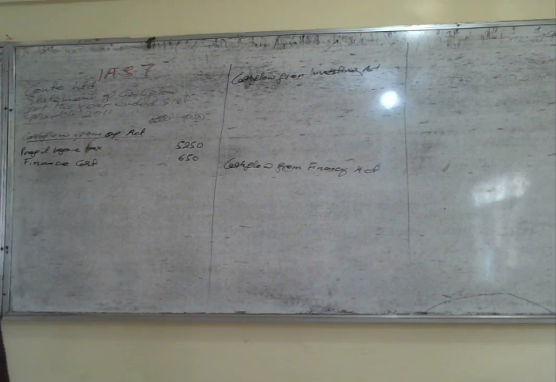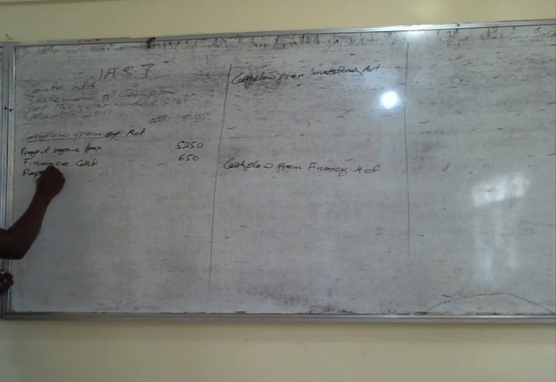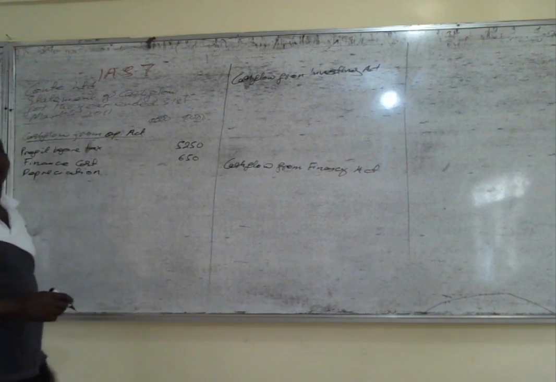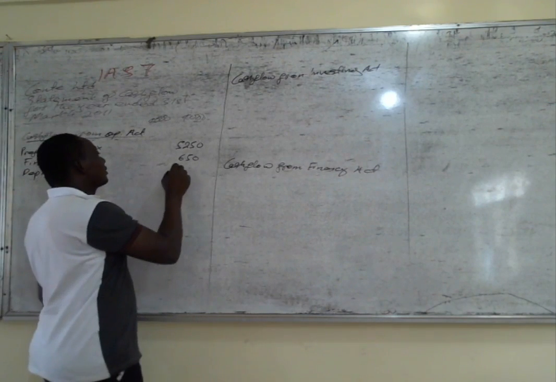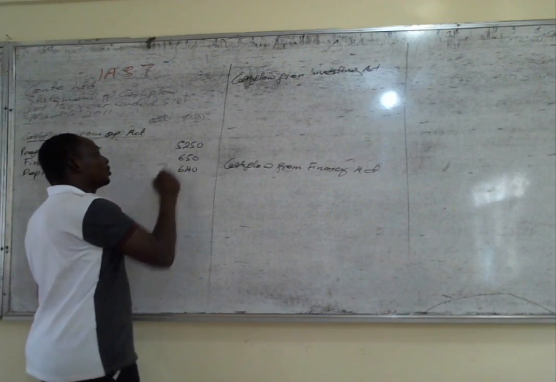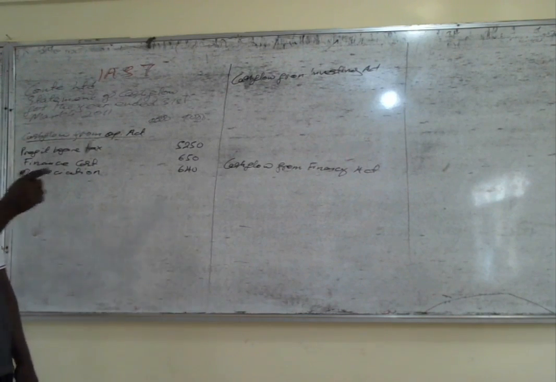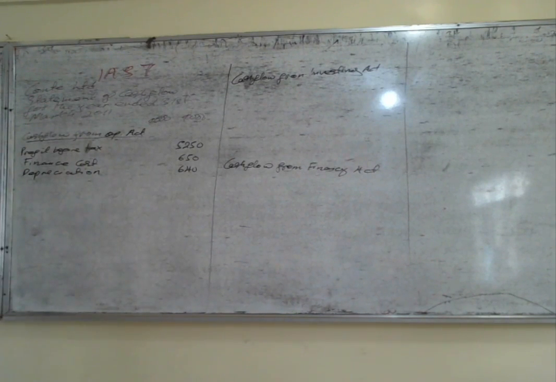So additional information, what is there? Is depreciation there? Yes, depreciation for the year. It has been deducted. How much? 640. So we add it back. If there is amortization, we add it back. Loss on disposal, we add it back. If there has been any gain on disposal, we take it out. So as simple as that.